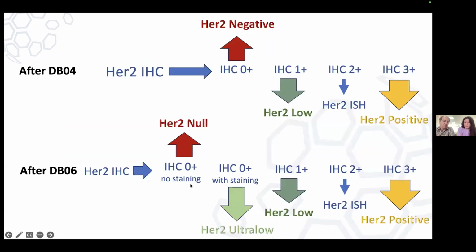However, unfortunately, let's see if I can get the next slide. Oops, there you are. Unfortunately, DESTINY-Breast06 reported. And DESTINY-Breast06 established a 4th diagnostic category, which is HER2 ultra low. So now we need to distinguish with reliability a 0 plus with some membrane staining, so that for you and me means anything with 10% or less staining, from something that has no staining whatsoever.